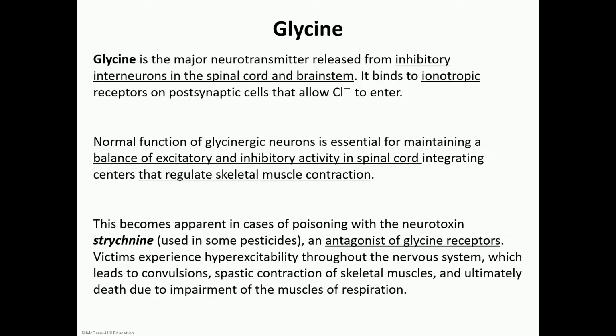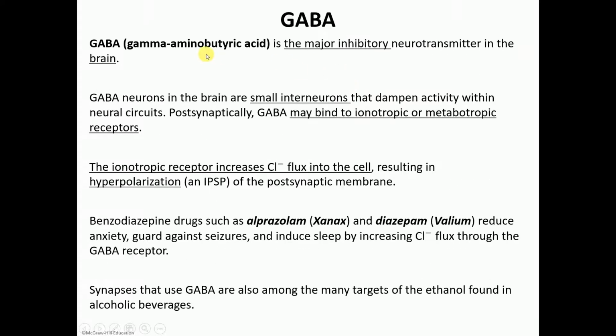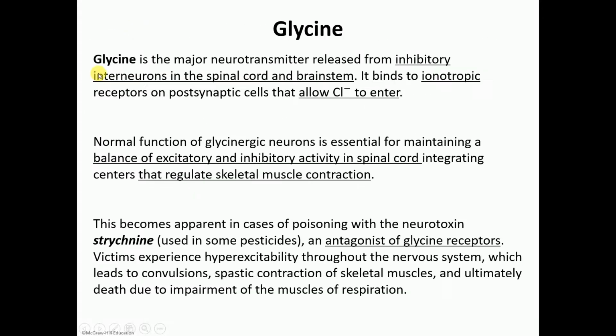Now for glycine, which is the other inhibitory neurotransmitter. This inhibitory neurotransmitter is found in the spinal cord and the brainstem. So remember that GABA was in the brain, and glycine is in the spinal cord and brainstem. It is also ionotropic, allowing the opening of chloride channels, leading to hyperpolarization of the neurons. Its main function is to balance and regulate skeletal muscle contraction.